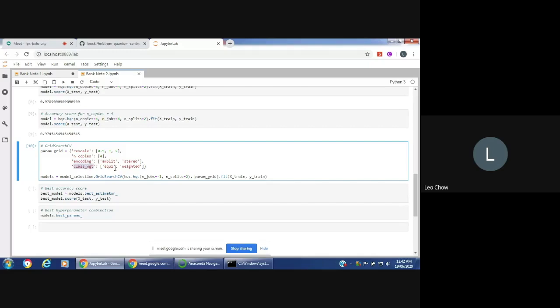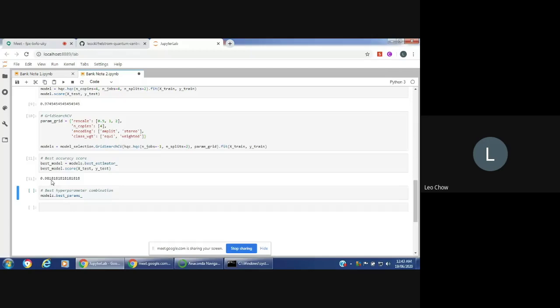So I've already run this cell earlier today. Let's have a look to see what the accuracy score is from this grid search CV from all these hyperparameters. So now it goes up to 98%. Previously it was 97.4, now it's 98%. Let's have a look to see what the best hyperparameter combination is now.